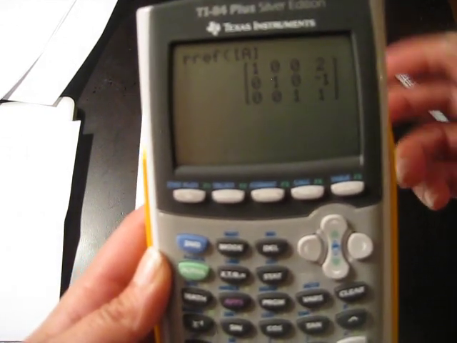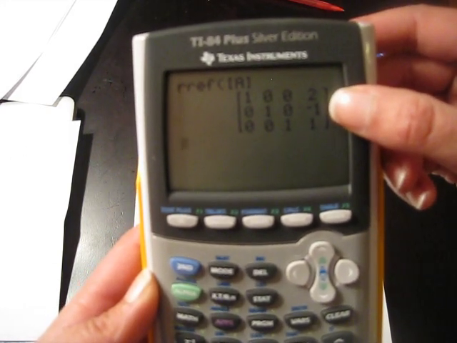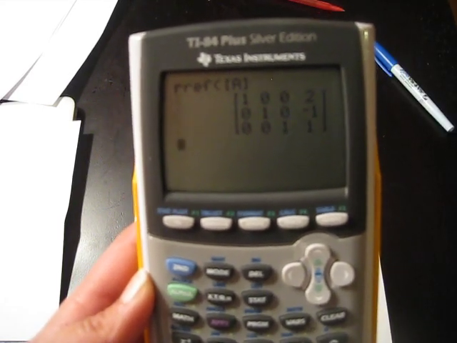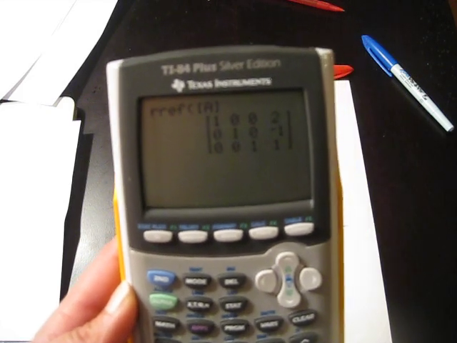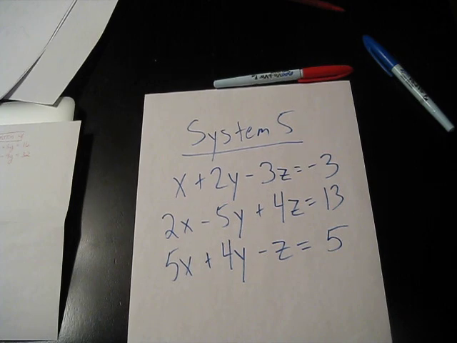That last column gives it to me. Instead of x and y, I have x equals 2, y equals negative 1, and z equals positive 1. So this last column right here is my answer. And that's the way to solve a system of linear equations using a calculator. Hope you like that.